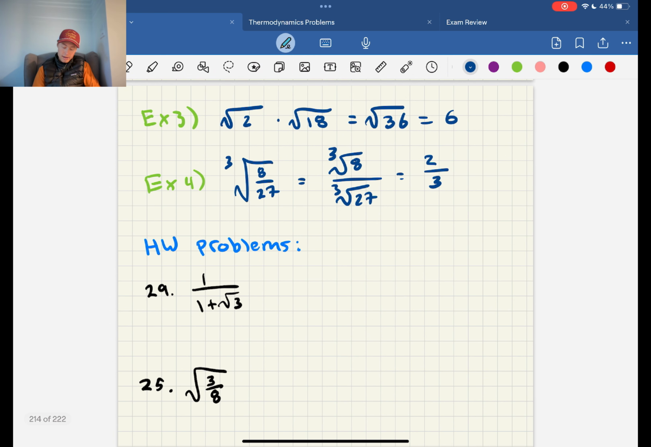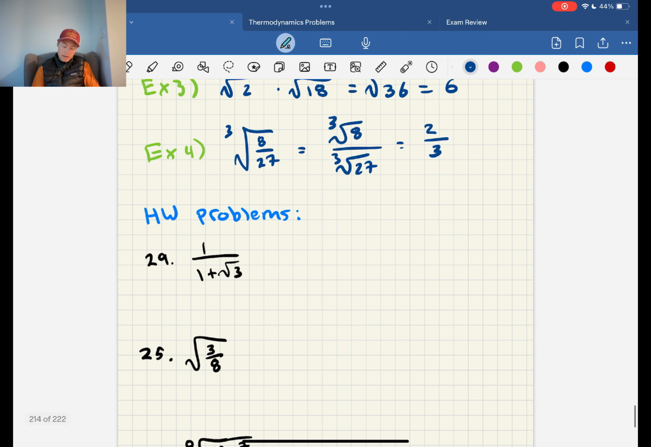Okay, so one thing I didn't talk about is something like 29. If you have 1 over 1 plus square root of 3, in order to simplify this, you have to multiply the numerator and the denominator by what's called the conjugate of the denominator. And to find the conjugate, all you do is you switch the plus sign between the two numbers into a minus sign. Or if you started with a minus sign, you switch it into a plus sign, right? So you'd multiply this by 1 minus the square root of 3 over 1 minus the square root of 3, which we'll just do some math now.